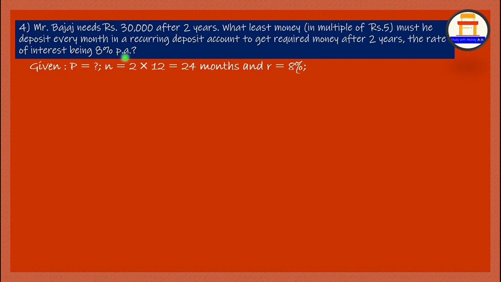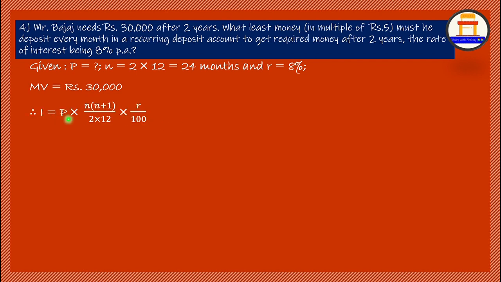So principal is what we are supposed to find, that is the monthly installment. The number of months: the period is given in years, so we have to convert it into months. 1 year equals 12 months, so 2 years equals 24 months. Rate percentage is given as 8%. Maturity value is 30,000 rupees. I'm sorry, I said 300 rupees earlier, it is 30,000 rupees. I'm really sorry. Please forgive me.